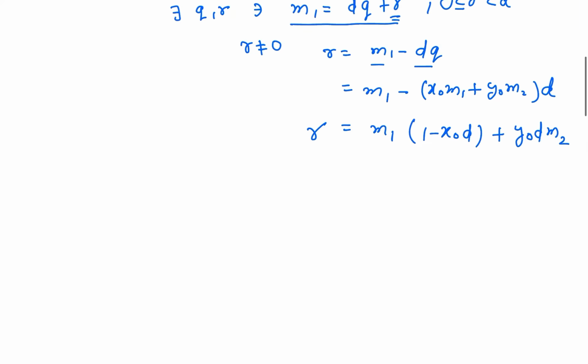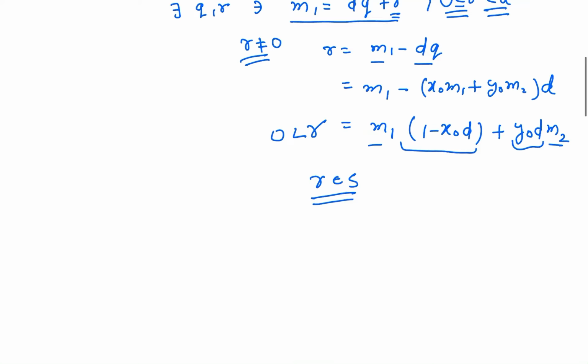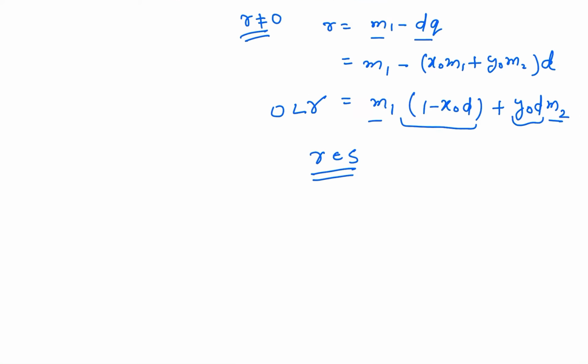And we know that R we have taken greater than or equal to 0, and R is not equal to 0. That means R is greater than 0. And we have written it in the form of M1 into some integer plus M2 into some integer. That means R belongs to S. But R is less than D, and we have considered that D is the least element of S. But here we come to the conclusion that R belongs to S and R is less than D, which is a contradiction to the fact that D is the least element of S.